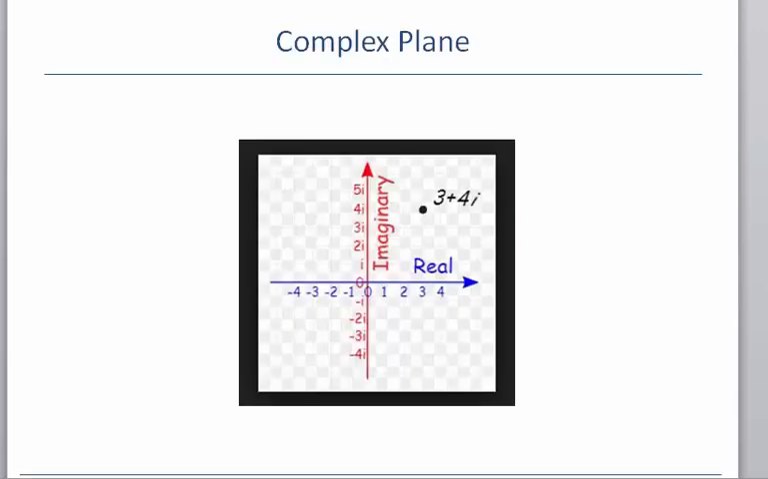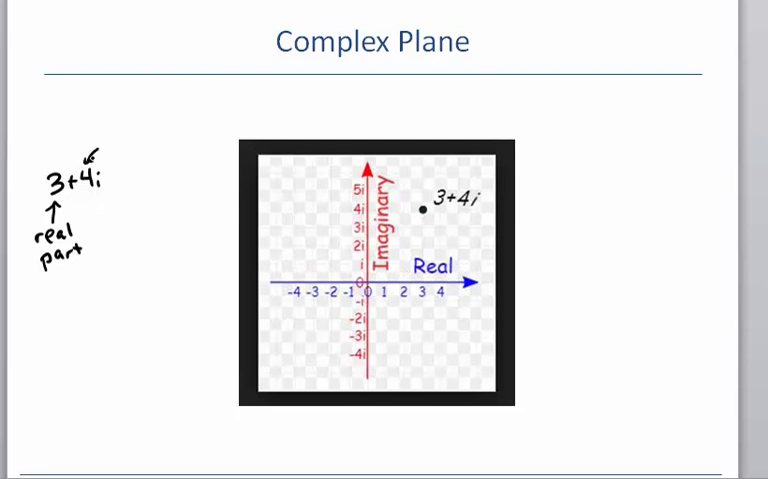First, let's review the complex plane. The complex plane gives us a way to plot a complex number. For example, if your complex number was 3 plus 4i, then recall that we refer to the 3 as the real part of the number, and the 3 is plotted along the real axis, which is like the x-axis from an algebra class.